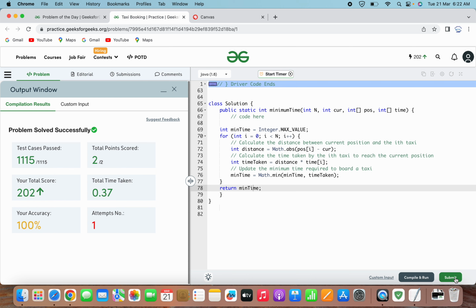So talking about the time complexity of this solution, it is in the order of big O of n, where n is the number of taxis near the current position. This is because we iterate through all the taxis to calculate the time required to reach each of them. The time taken to calculate the distance and the total time for each taxi is constant, so it does not contribute anything to the time complexity.